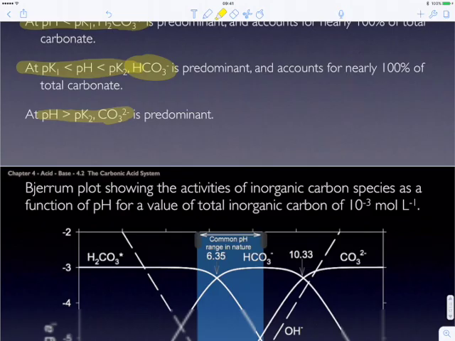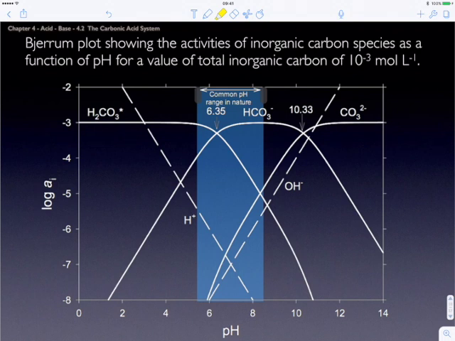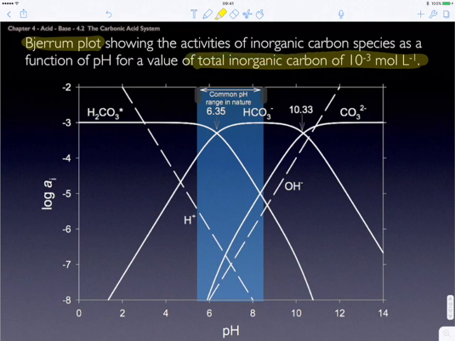So how do you calculate that? Using exactly those different equations, and you have this type of plot here. So this is a Bjerrum plot here for a DIC of 10 to the power of minus 3 mole per liter. This is your data. And this is what you're going to see here.